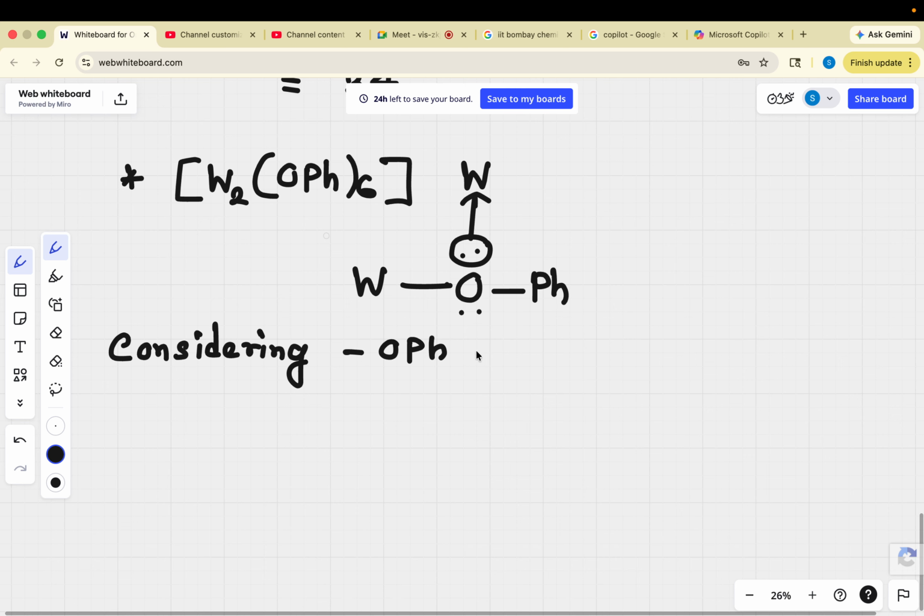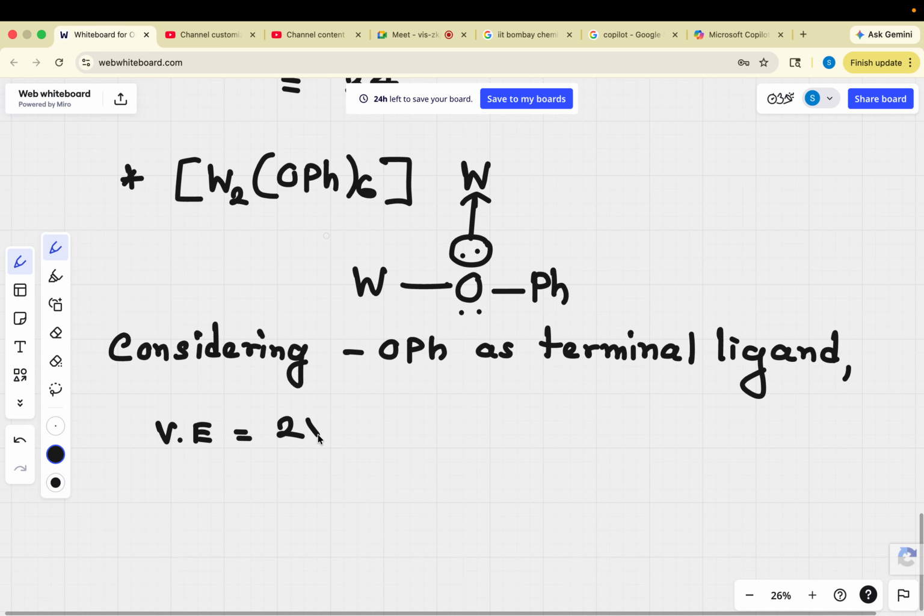So considering OPH as a terminal ligand, what will happen? The valence electron calculation will be, for tungsten, 2 into 6, and for OPH as a terminal ligand, it is donating only 1 electron, right? And you have 6 OPH, so 6 into 1. So you will get 18 valence electrons.